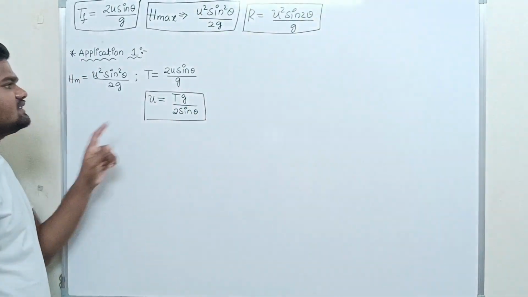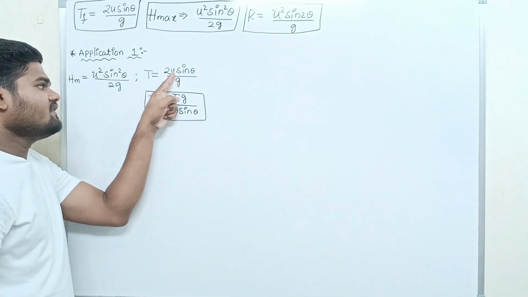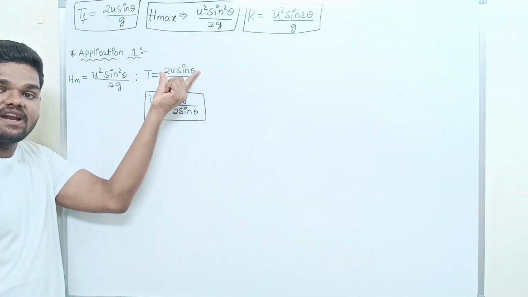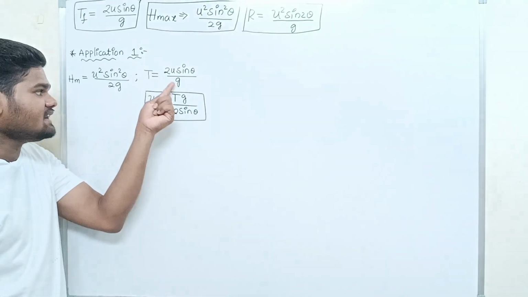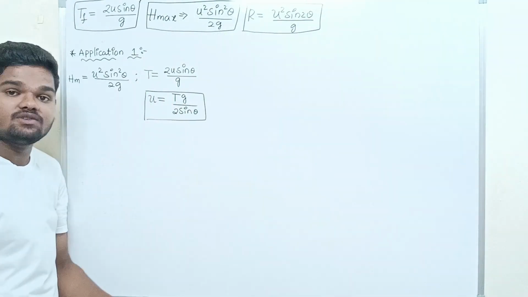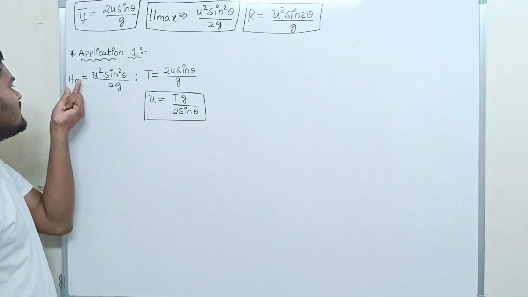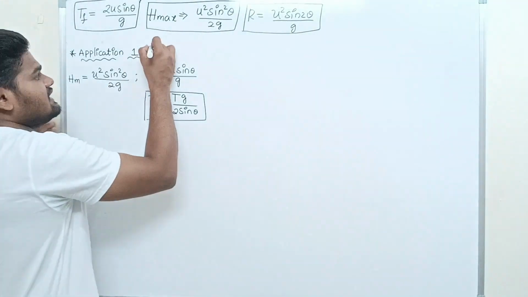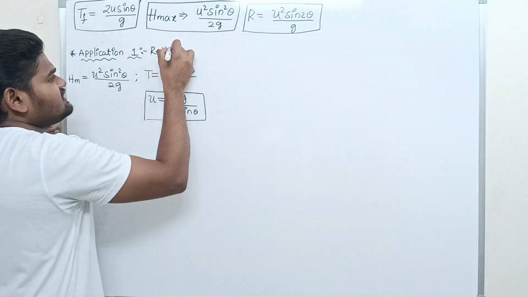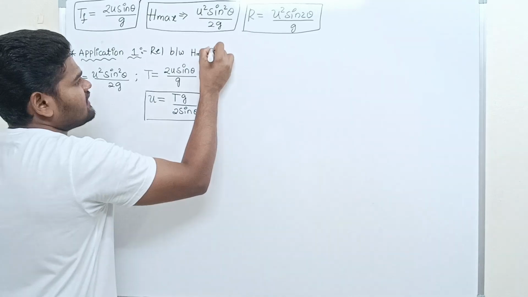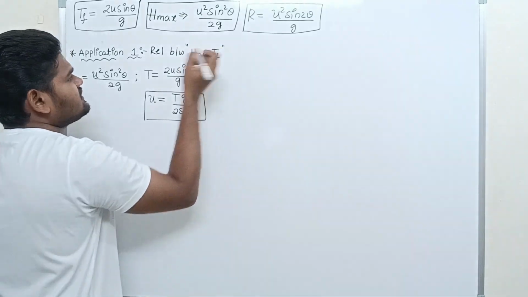So from this equation I have written u is equal to tg divided by 2 sin theta. What is in the numerator goes to the other side and becomes the denominator; what is in the denominator goes to the other side and comes to the numerator. So application number 1 means I'm finding the relation between H maximum and t. Write it like this: relation between H maximum and the time of flight.